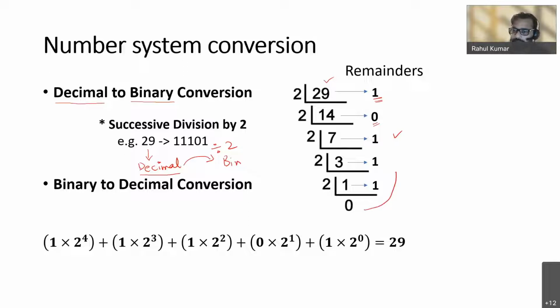Then you start considering the remainders from bottom to top. So 29 can be represented as the last number, then the second last, then the third last, and so on. If the first digit, the most significant digit as we call it, is 0, you can ignore it. So 29 can be converted into binary, and its binary equivalent will be 11101. You just have to divide by 2 and read the remainders from bottom to top.